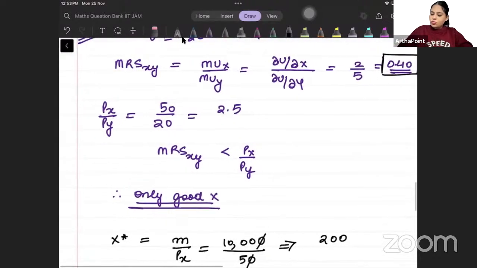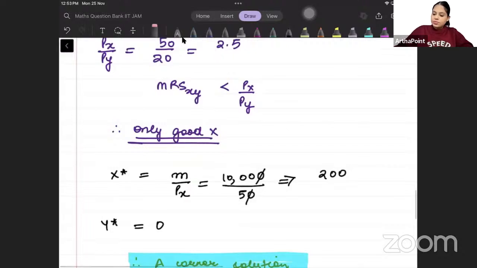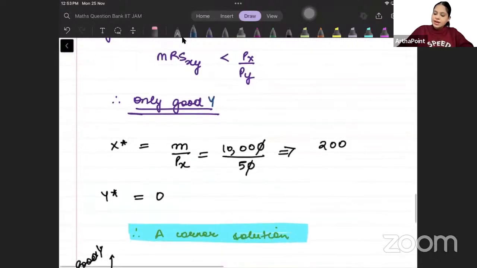MRS is 0. Sorry, only good Y will be consumed. My bad. Sorry. MRS is less than PX by PY. Absolutely. It will be only good Y. X star will be 0. This will be M by PY. This will be 20. Right? So this will be 500.